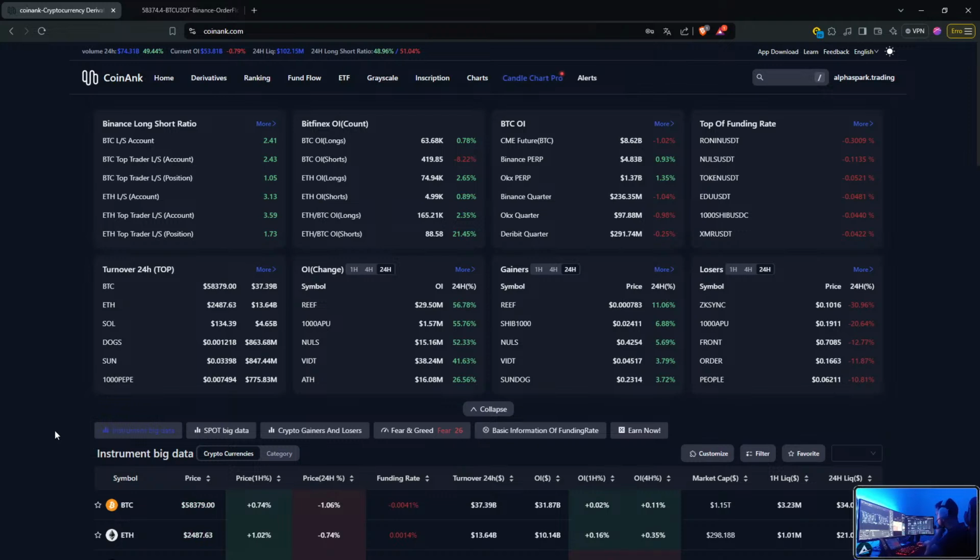Okay, so CoinAnk is basically, well, first of all, it's only for crypto. So anyone who is watching that trades futures or CFDs or something else like Forex, you won't have any information like that here.